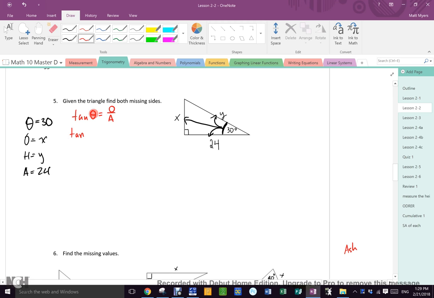Tan, what is theta? 30. Theta equals 30, so I write 30 there. Opposite is x, adjacent is 24. What math do I do to get x by itself? Multiply both sides by 24. 24 tan 30 equals x.